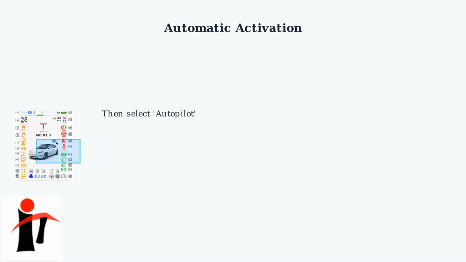From Controls, select the Autopilot option to access driving assistance settings. In the Autopilot menu, find and select the Lighting submenu to configure automatic lighting features. In the Lighting menu, make sure the Automatic Lighting feature is enabled. This allows the car to automatically turn on fog lights when needed.